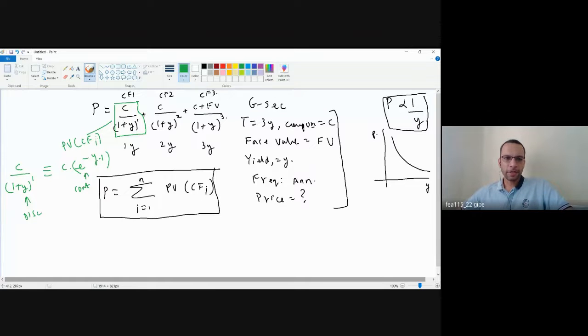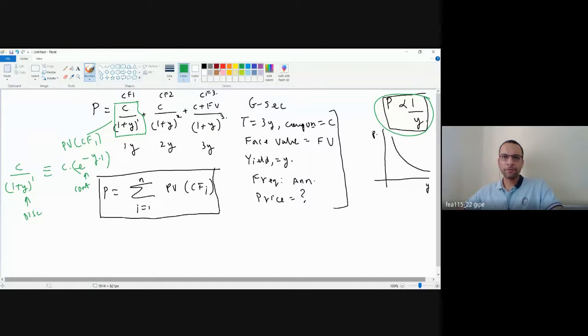So this is PV of cash flow 1. Then I have PV of cash flow 2 and the final PV, which is the PV of coupon plus the face value. So this is what I call the bond pricing equation. Now, why do I say that this relation is correct? We don't have to rely on what newspapers tell us. They say it's inverse, but why is it inverse? That we can quickly understand through this relationship.